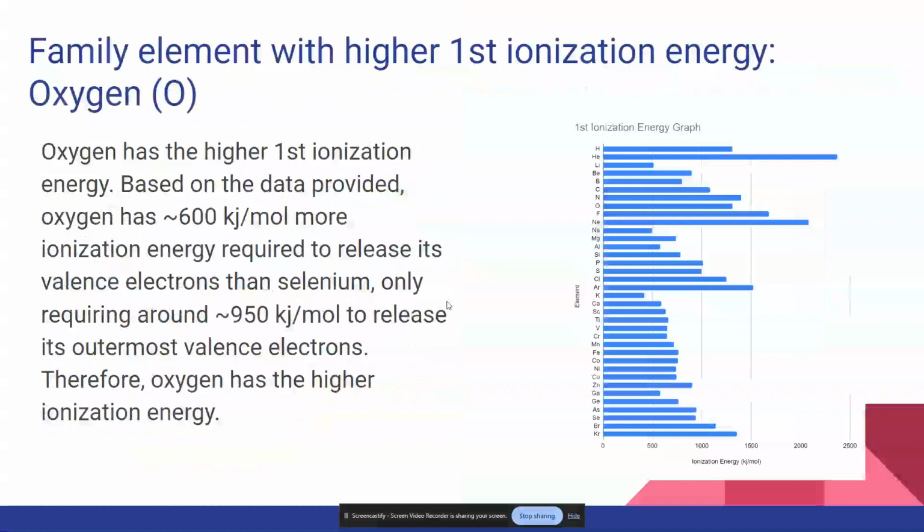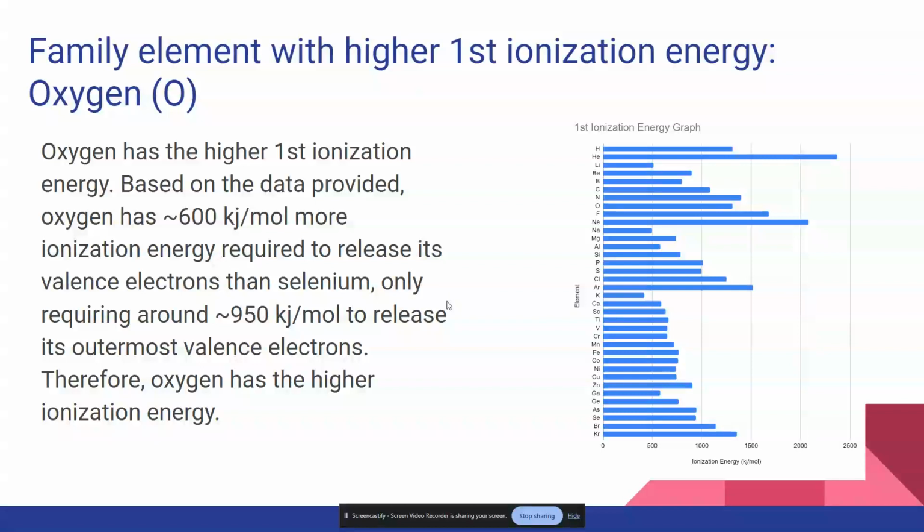Onwards, oxygen. I identified the family element with the higher first ionization energy to be oxygen. Oxygen has the higher first ionization energy. Based on the data that was provided, oxygen requires around 600 kilojoules per mole more to release its valence electrons than selenium, which only requires around 950 kilojoules per mole to release its outermost valence electrons. Therefore, oxygen has the higher ionization energy due to the increase in the amount of energy needed to release its outermost electrons.